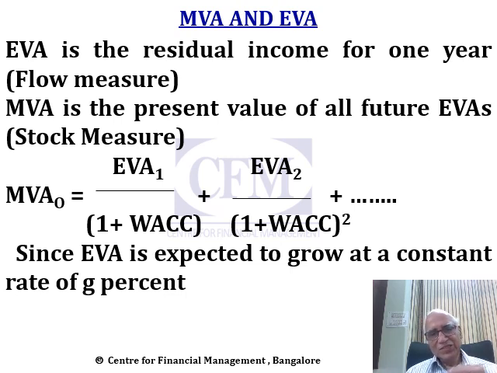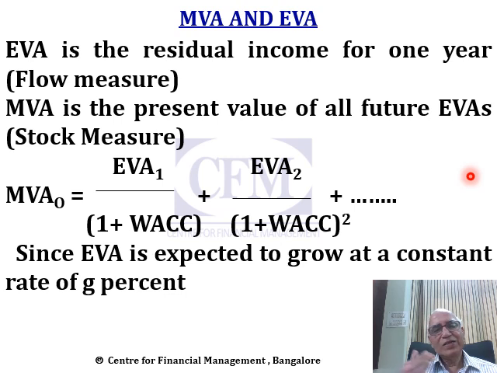What is the relationship between EVA and MVA? EVA is the residual income for 1 year. It is a flow measure. MVA is the present value of all future EVAs. It is a stock measure. MVA can be expressed as the present value of all future EVAs.